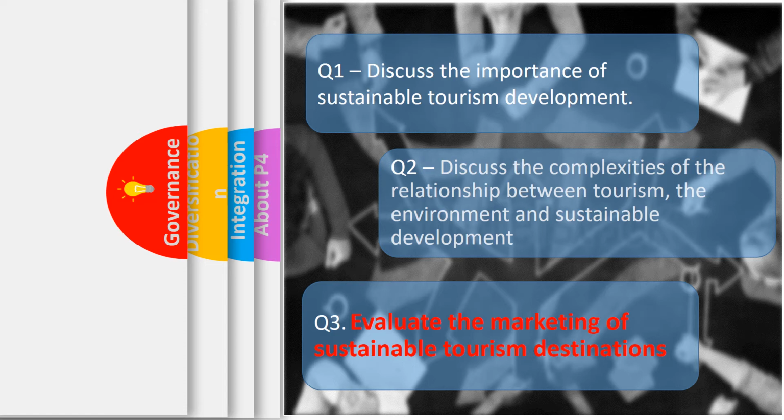But we're looking at the 3 pillars, which are the economic, social and environmental impacts of increased tourists to that destination. And we're now saying to ourselves, how do we market one of these destinations? So we're looking for the pros and cons of the marketing of sustainable tourism destinations. So now we're looking at the marketing process from start to finish of a tourism destination.